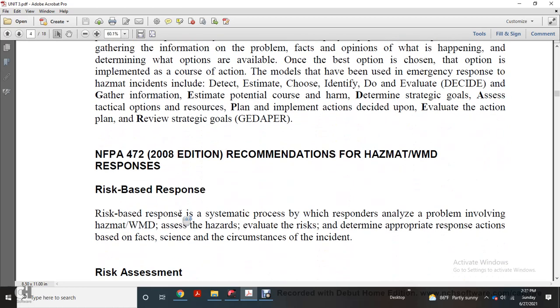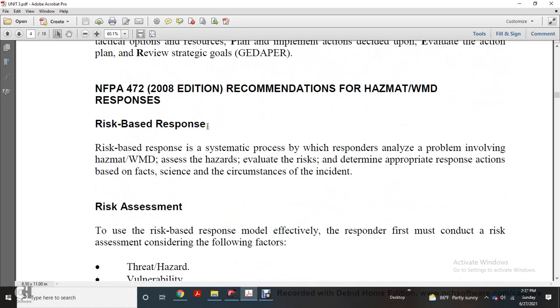Risk response: the National Fire Protection Association 472, 2008 edition, recommendation for hazmat and weapons of mass destruction. Risk-based response is a systematic process by which responders analyze the problem involved with hazmat and weapons of mass destruction, assess the hazard, evaluate risk, and determine the appropriate response action based on facts, signs, and circumstances.